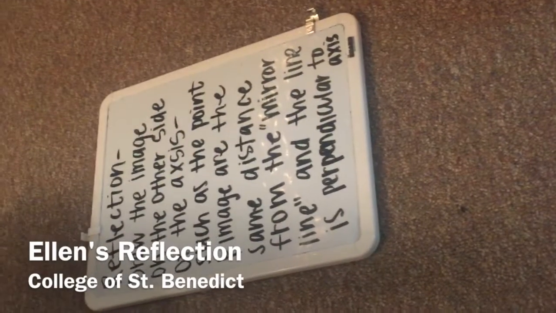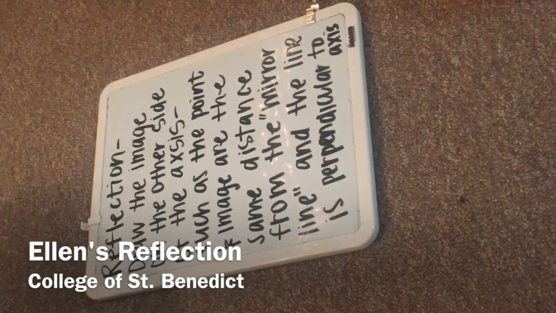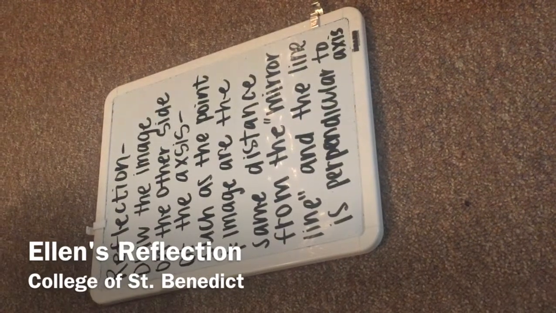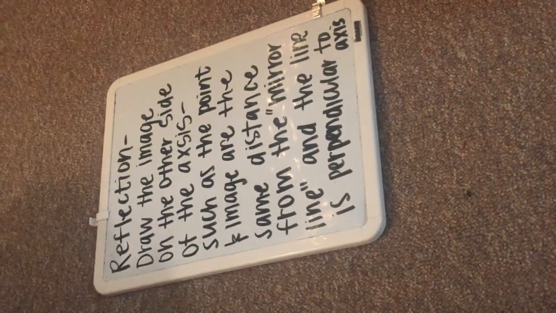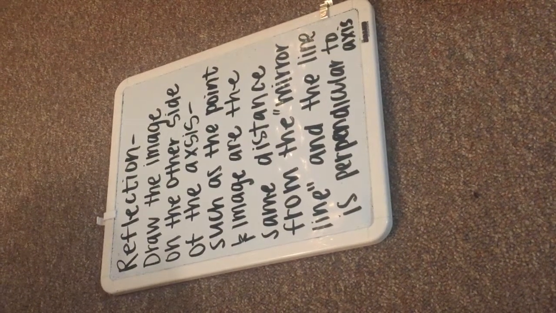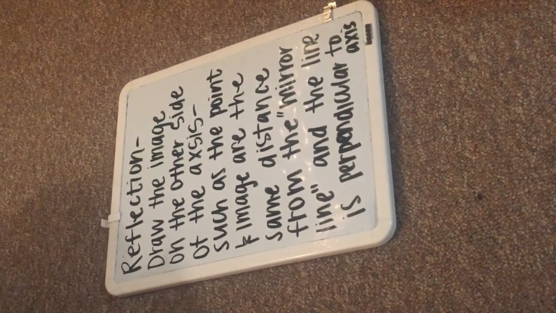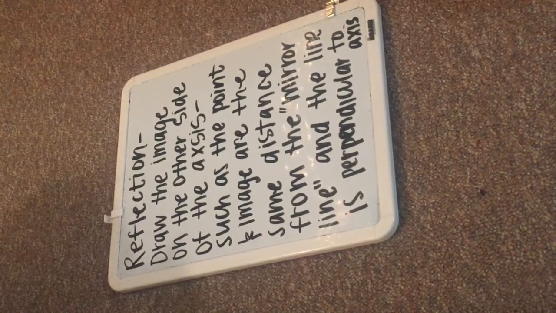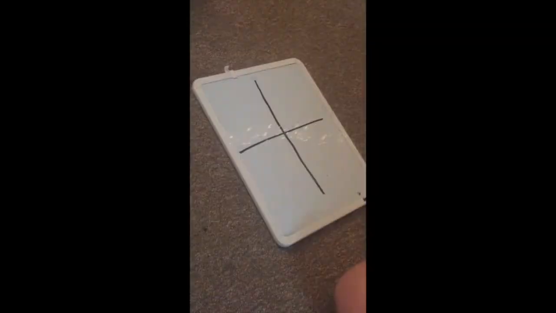Today we'll be talking about reflections in Etch-a-Sketch geometry and proving why they are not isometries. The definition of a reflection is to draw the image on the other side of the axis, such that the point and image are the same distance from the mirror line and the line is perpendicular to the axis.